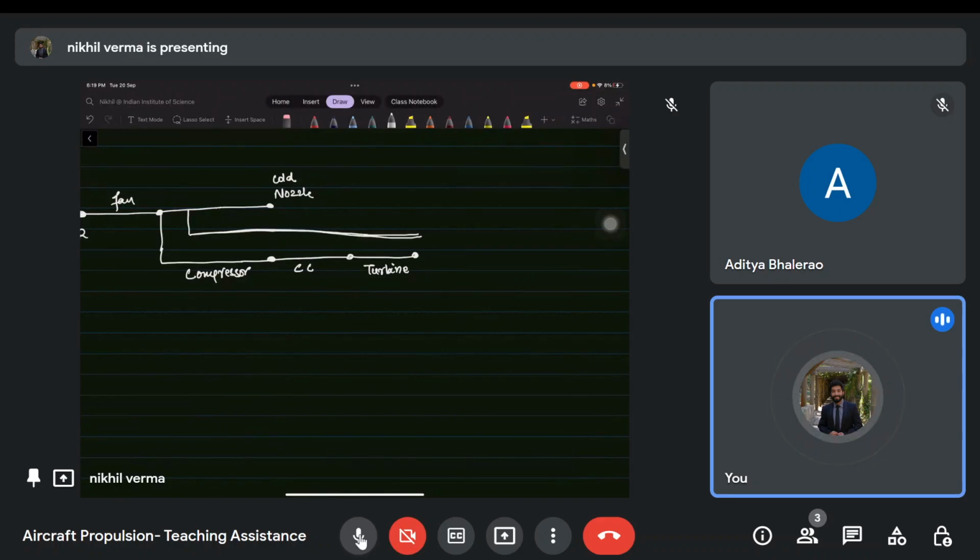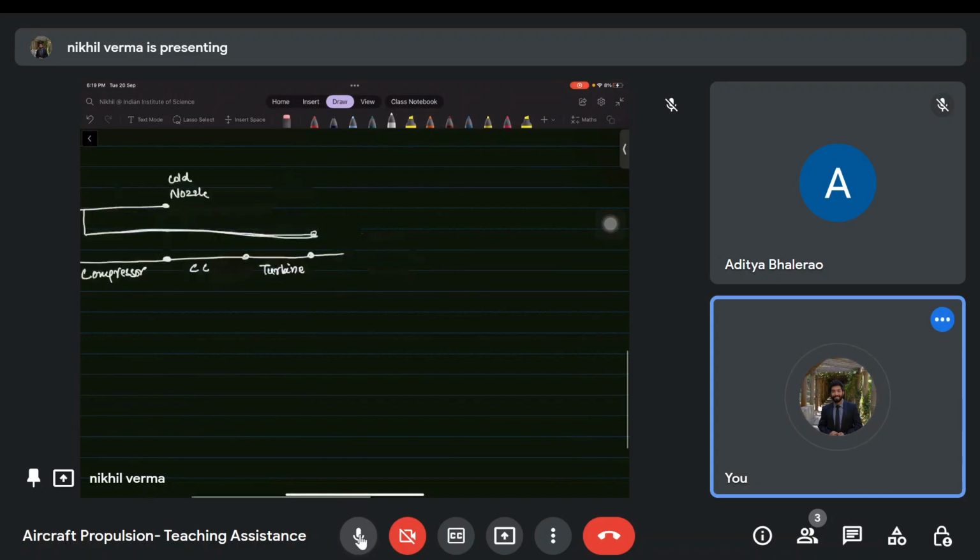and after this turbine, this and this part mix. This is a mixing chamber. This is a cooling duct, and then followed by a CD nozzle.